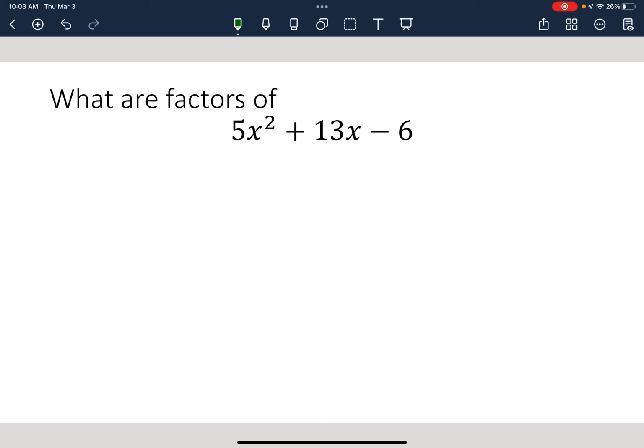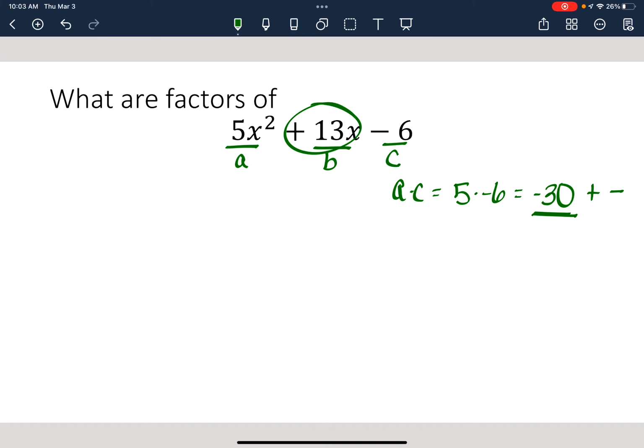So now we need to find the factors of 5x squared plus 13x minus 6. So this is A, this is B, this is C. A times C is 5 times negative 6, so that equals negative 30. So since this is negative, we need a positive factor and a negative factor. B is positive, so my bigger factor is going to be positive.